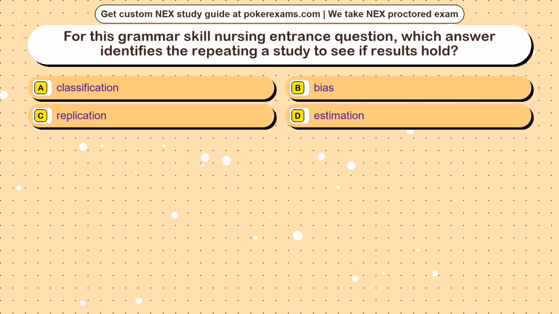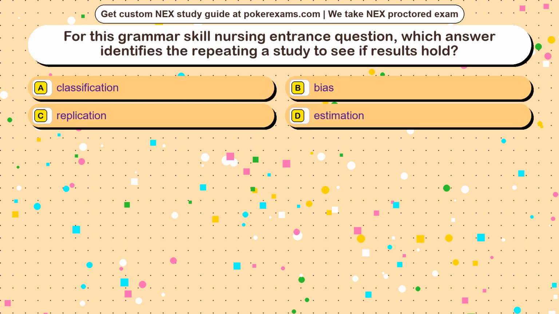Question 13. For this grammar skill nursing entrance question, which answer identifies the repeating of a study to see if results hold? Option A, a classification. Option B, bias. Option C, replication. Option D, estimation.